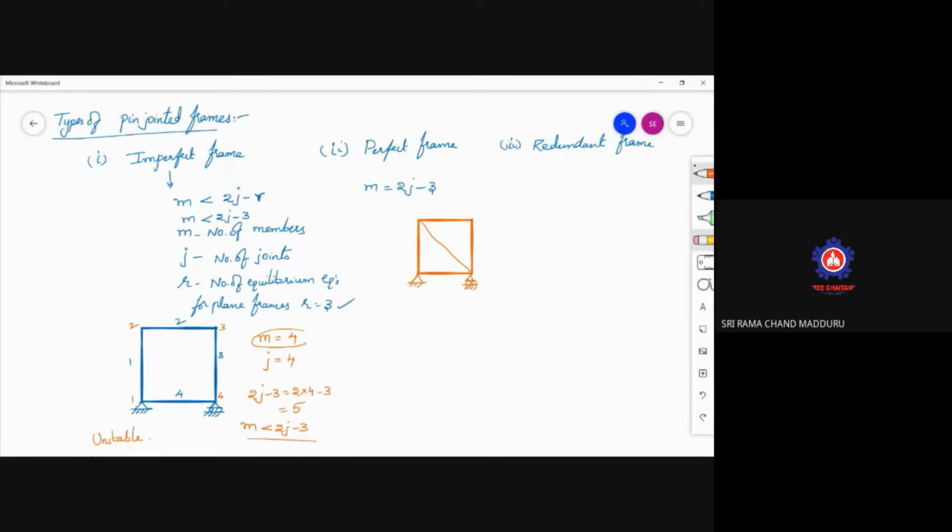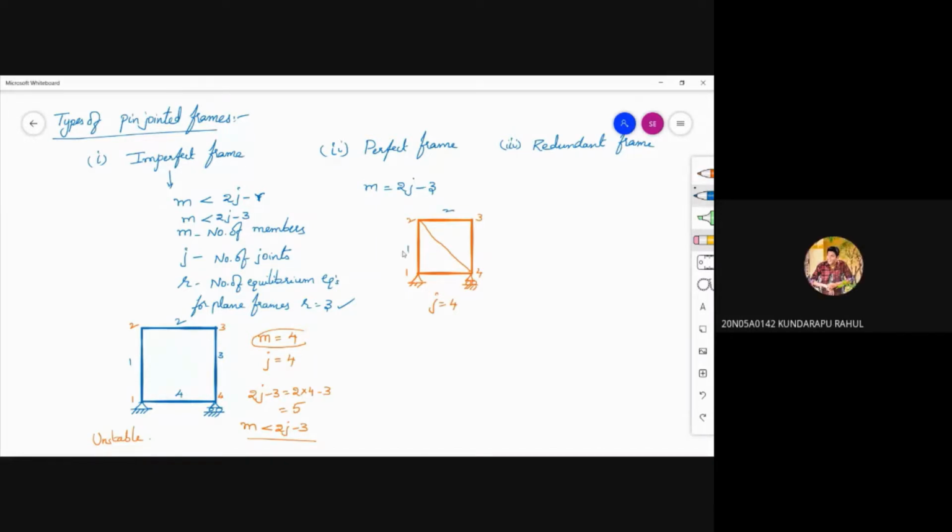So now tell me how many joints are there here. The joints are 1, 2, 3, 4. A joint is nothing but two or more members meeting at a point. So the number of joints is 4. Number of members?